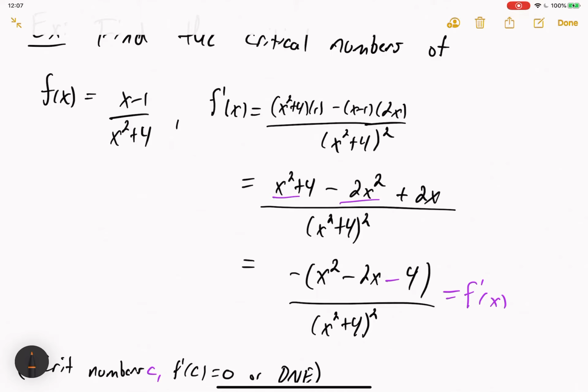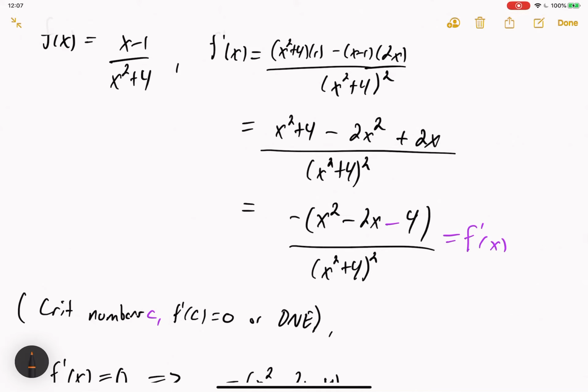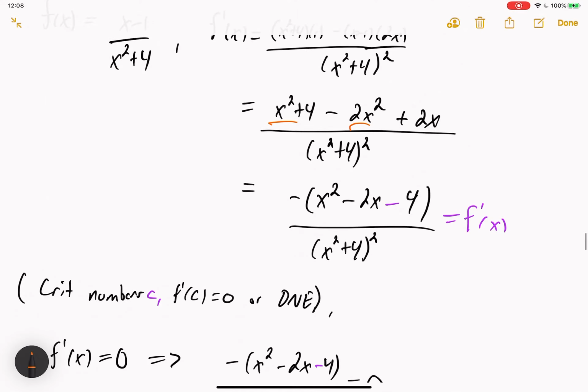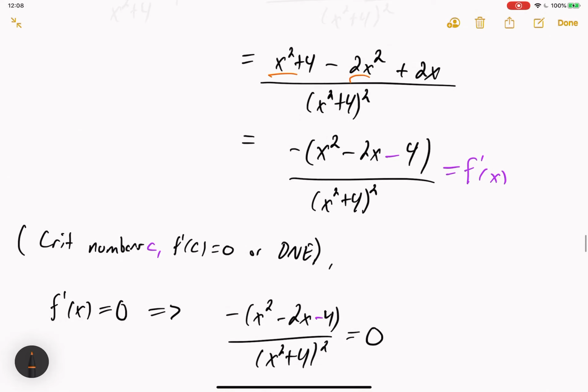So f prime of x would be equal to low d high, so x squared plus 4 times the derivative of x minus 1, which is just 1, minus high, so minus x minus 1 times the derivative of low, so 2x, all over low squared. And then all I did here is simplify, and you get x squared plus 4 minus 2x squared plus 2x. These will end up being just x squared minus 2x minus 4. You can pull out the negative, and that'll be your f prime of x.